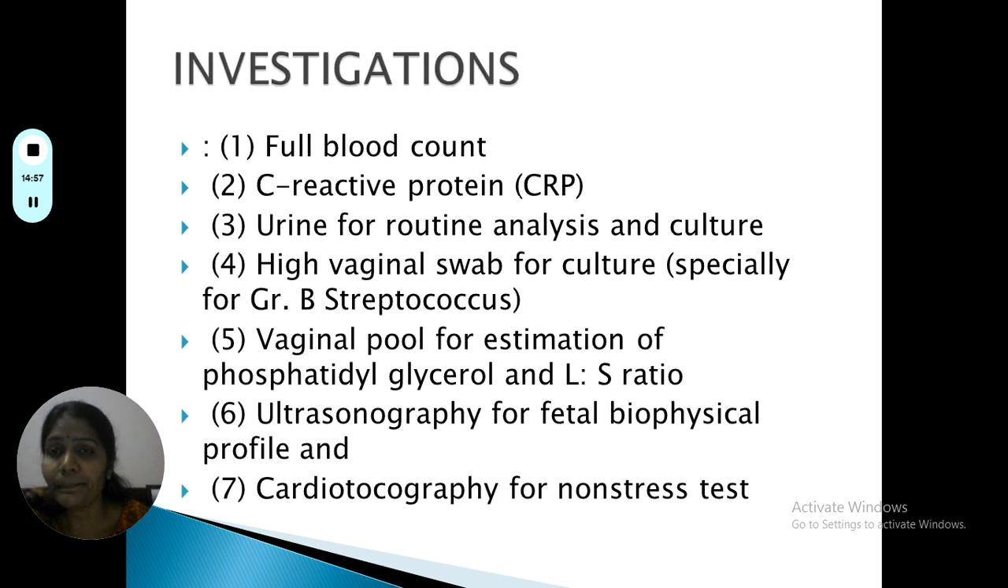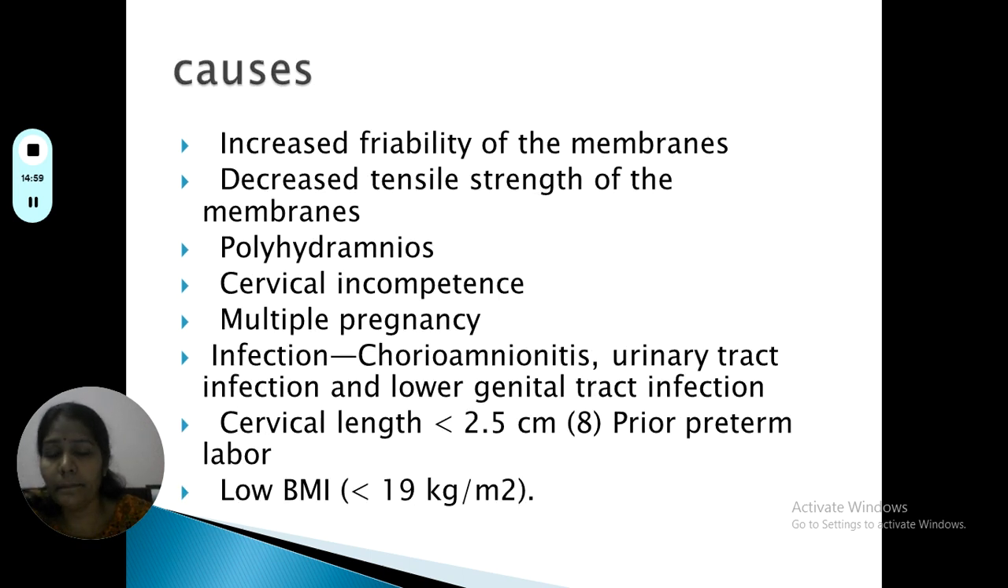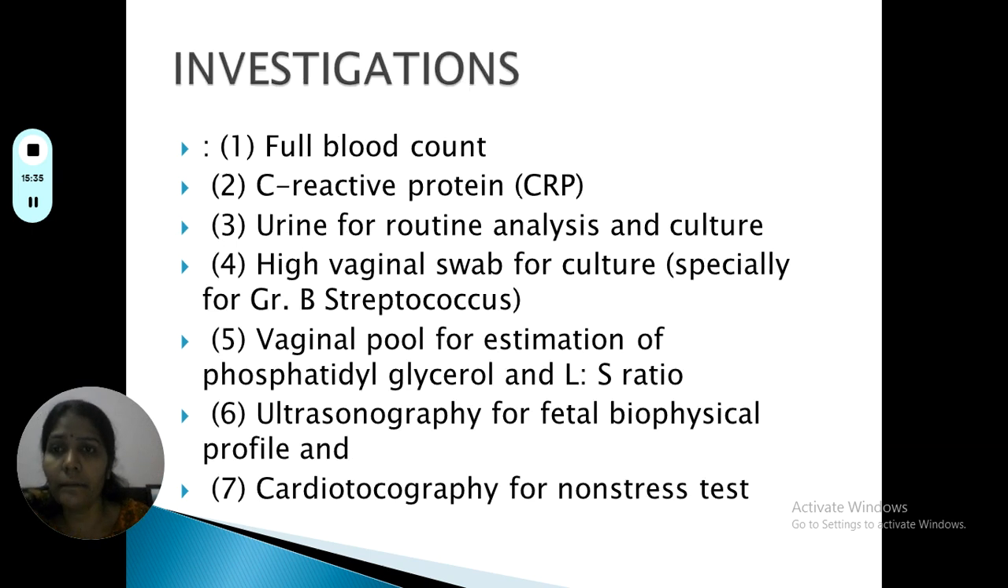prolonged rupture of membranes. So what are the causes? The causes of early rupture of membranes are increased friability of the membranes, decrease in tensile strength of the membranes, polyhydramnios, cervical incompetence, multiple pregnancies, infection like chorioamnionitis, urinary tract infection or lower genital tract infection, cervical length less than 2.5 centimeters, preterm labor, and low BMI, that is less than 19 kg per meter square. These are the causes where we can anticipate an early rupture of membranes.